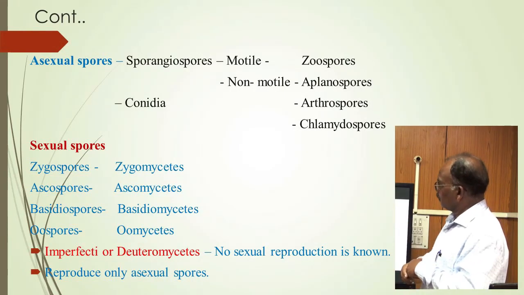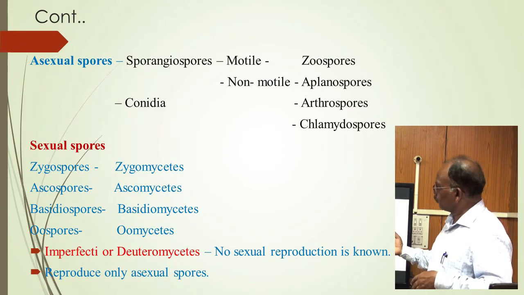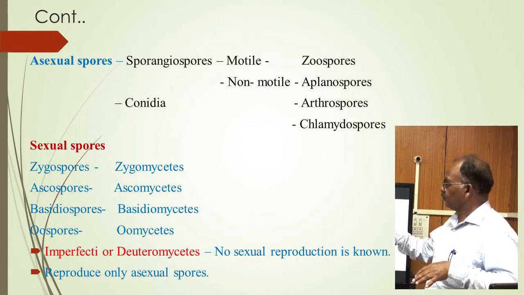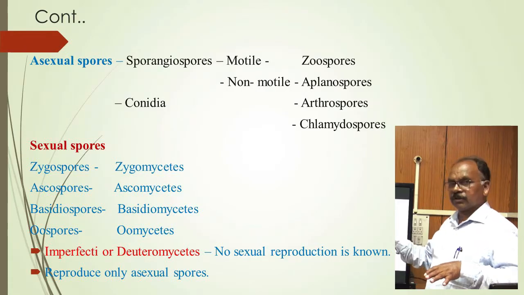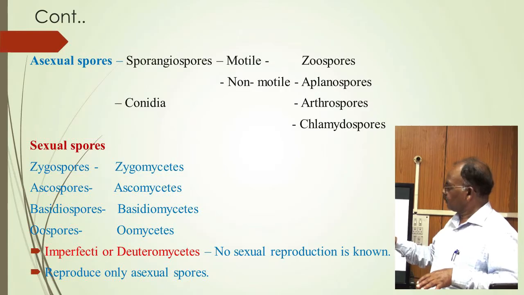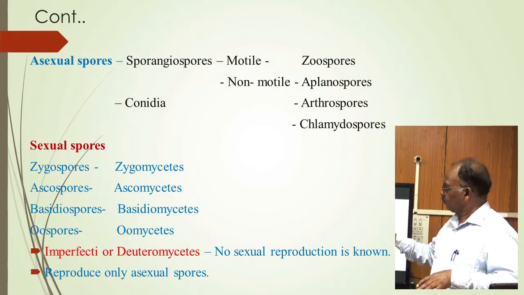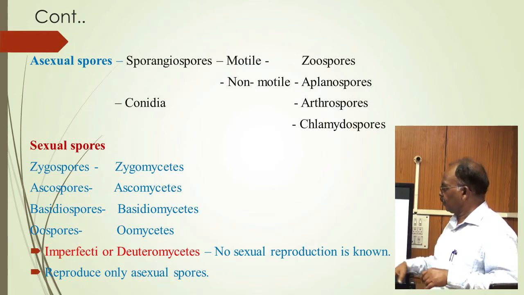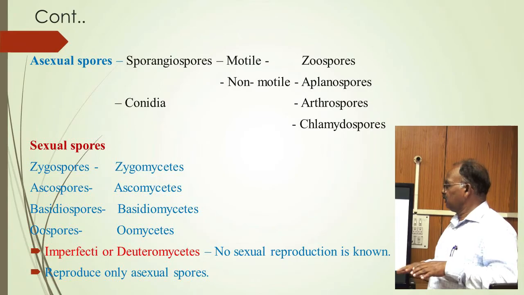Sexual spores are produced in zygomycetes, ascomycetes, basidiomycetes, and oomycetes. The spores produced in zygomycetes are zygospores. In ascomycetes, the sexual spore is the ascospore. In basidiomycetes, the sexual spore is the basidiospore. In oomycetes, the sexual spore is the oospore. No sexual spore is known in Deuteromycetes or Fungi imperfecti.